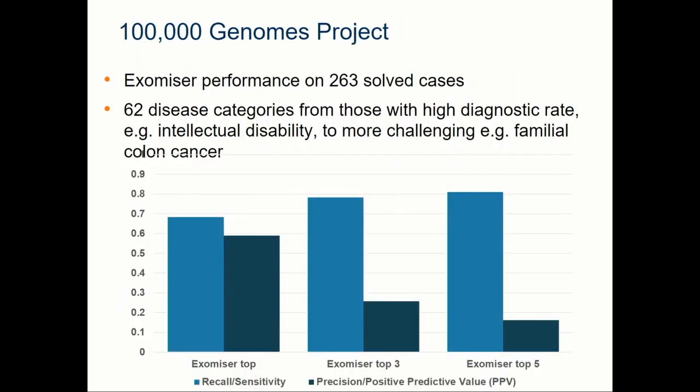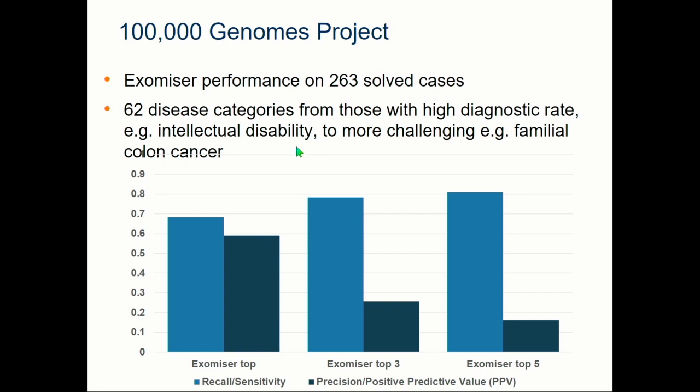As part of my other day job, as part of the 100,000 Genomes project, we run Exomiser on the cases. This is just showing the performance on 263 of the solved cases from the project. These are all the cases where we had not run Exomiser initially.